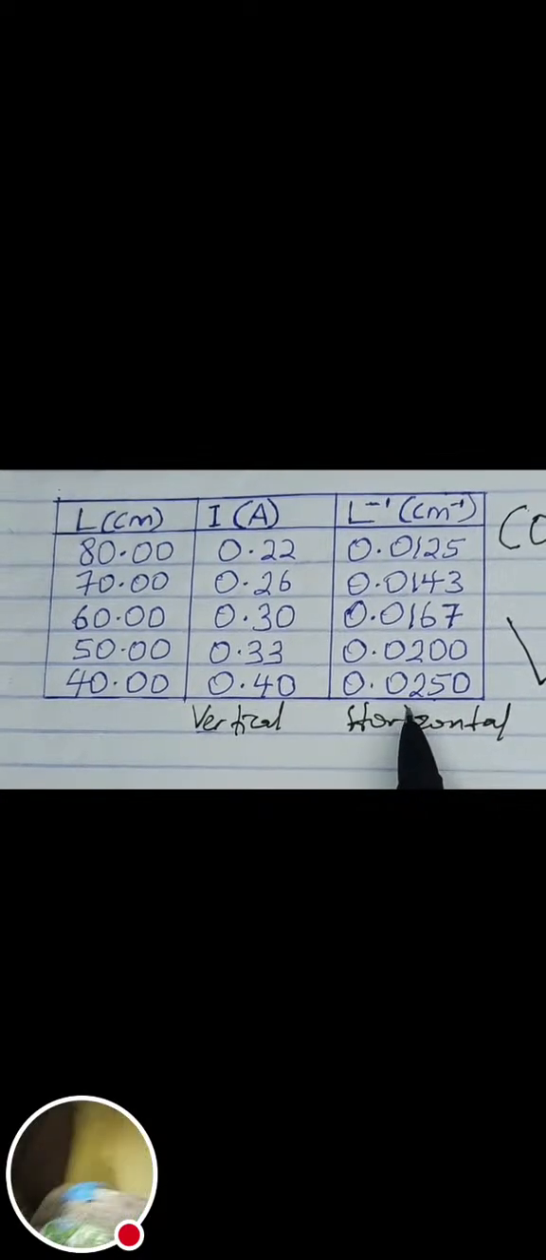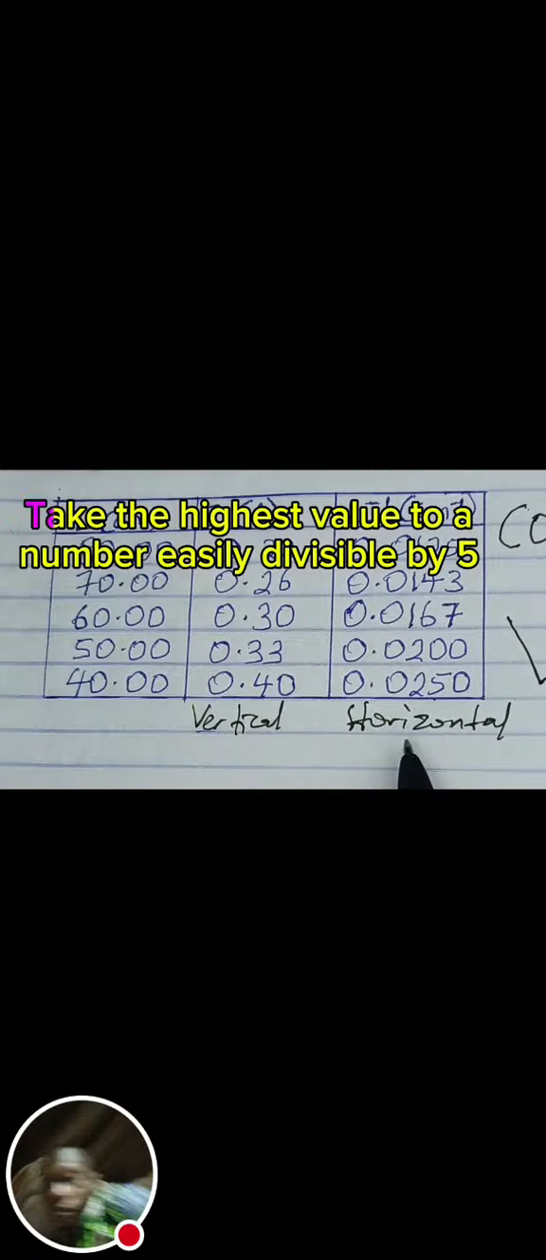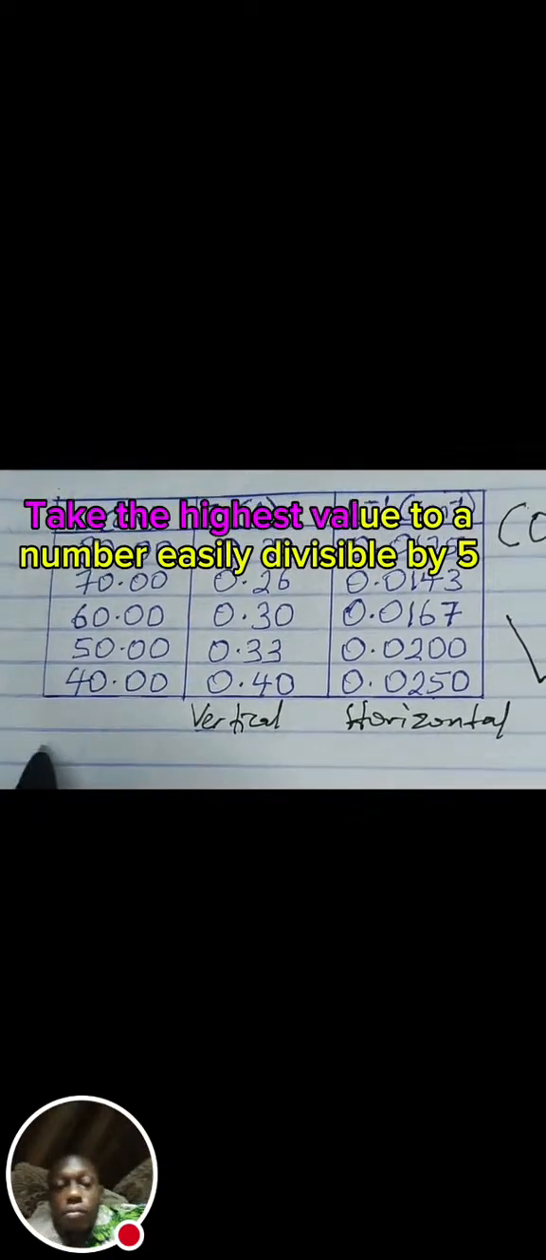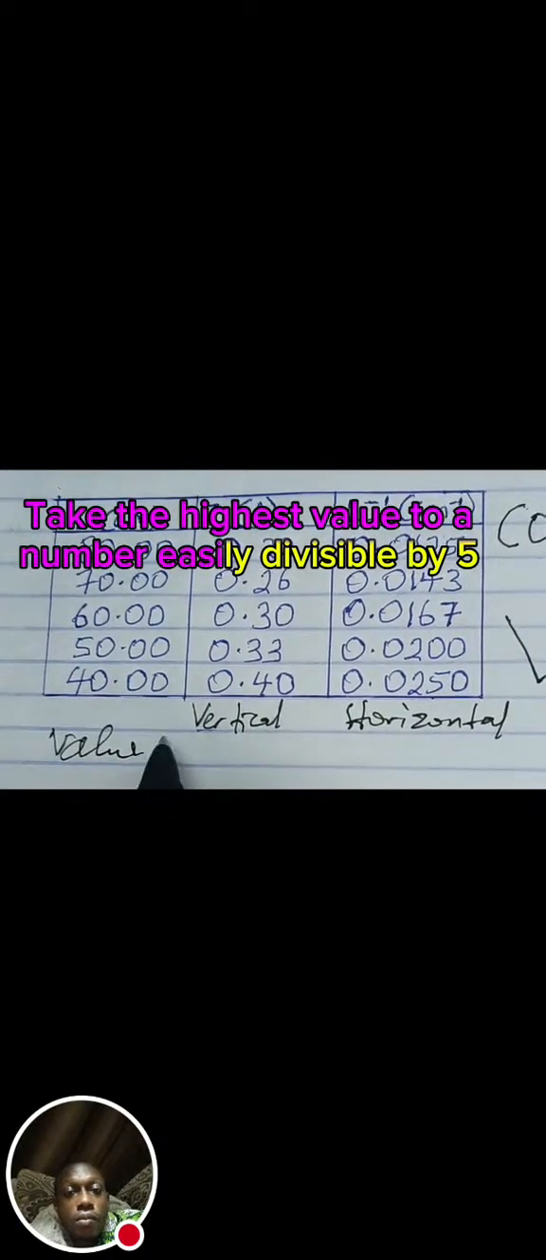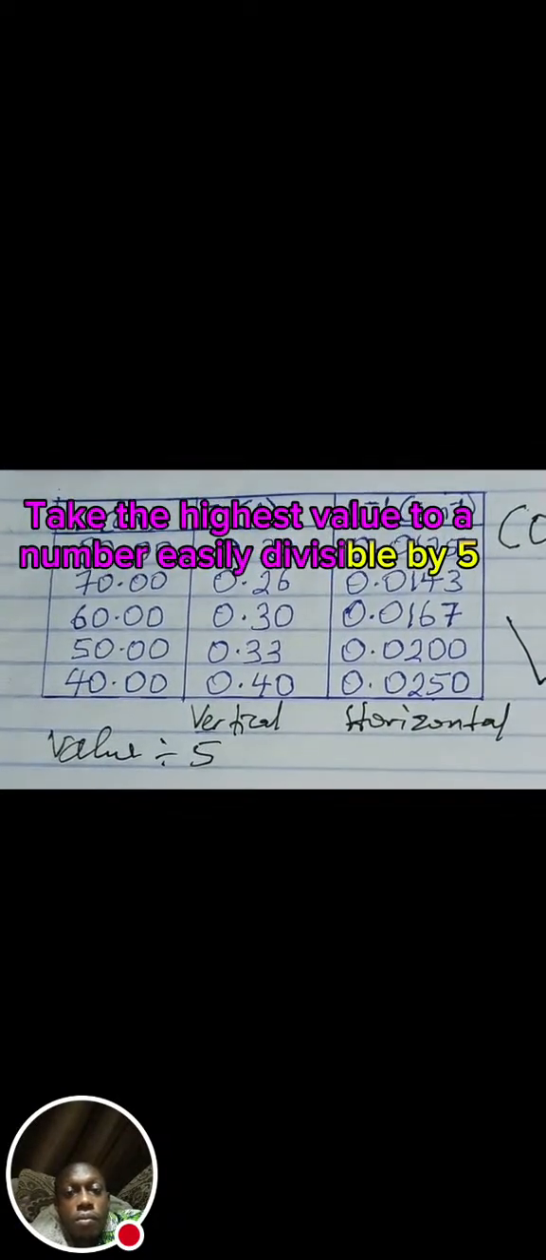I have a golden method. The first thing you have to do is make sure that your highest value is divisible by 5. Please, your highest value, I come again, must be divisible by 5. That is, the highest value must be divisible by what? By 5.